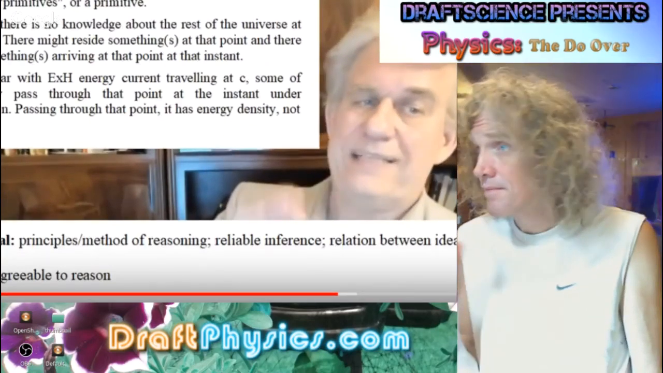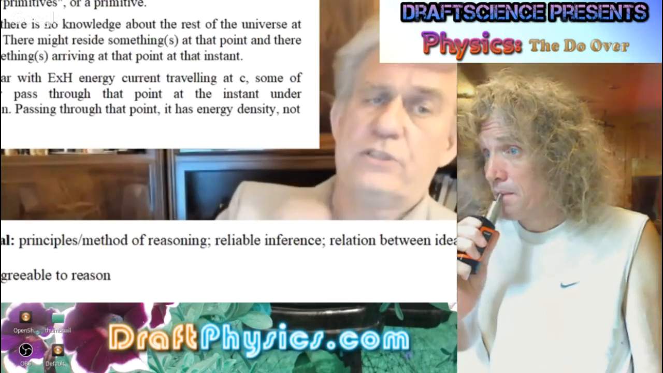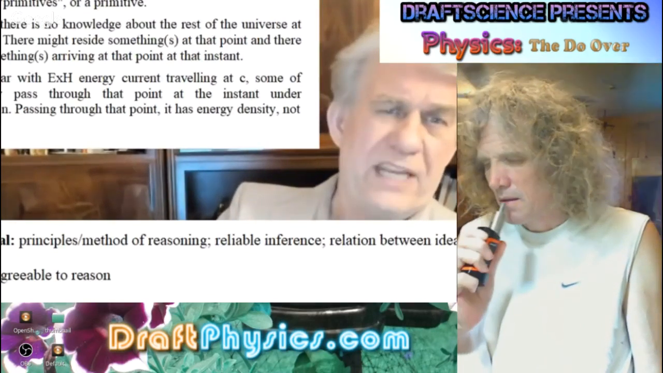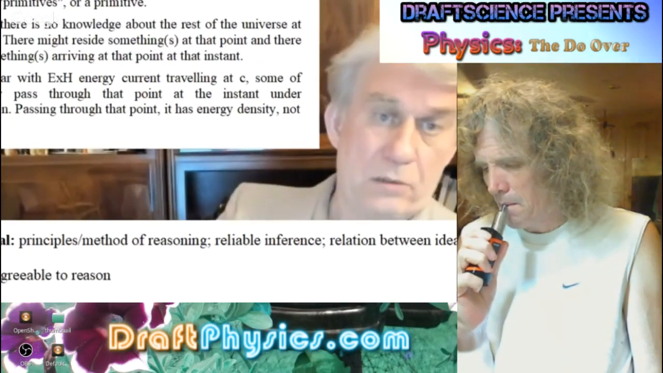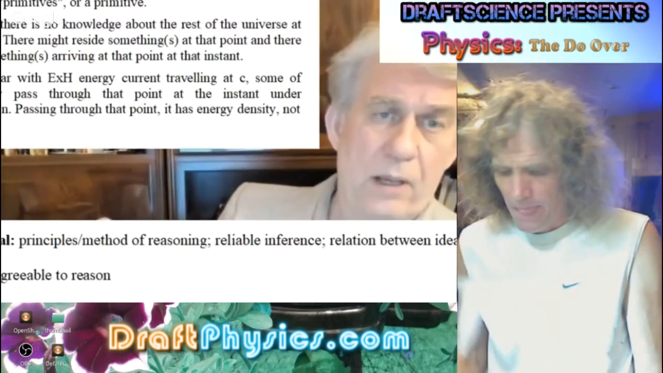He says, at a point. Okay, he's going to bring Euclid's point here. That's essentially what he's talking about. There is no knowledge about the rest of the universe at that instant. Well, instant or a point? Is point an instant? Instant is a point. Point is location. Location is point. Point is a number. Number is a point. What are we talking about when we say point? Well, obviously, it's a primitive.